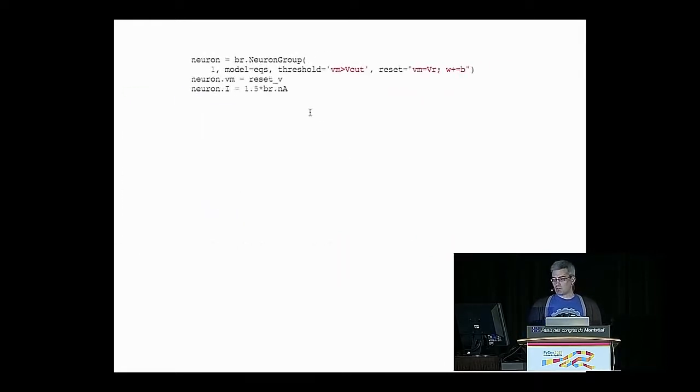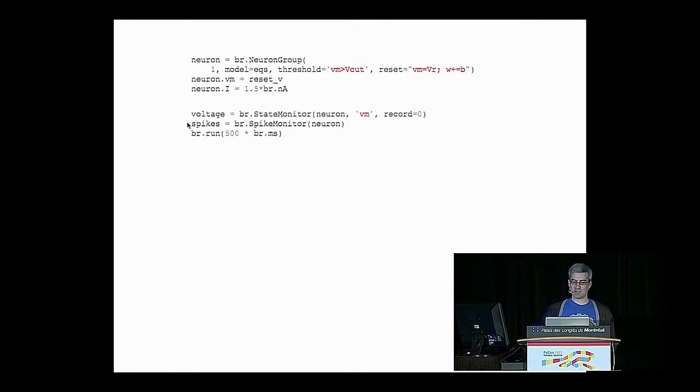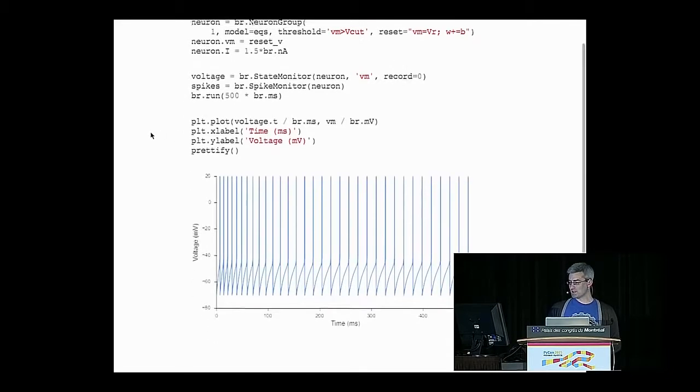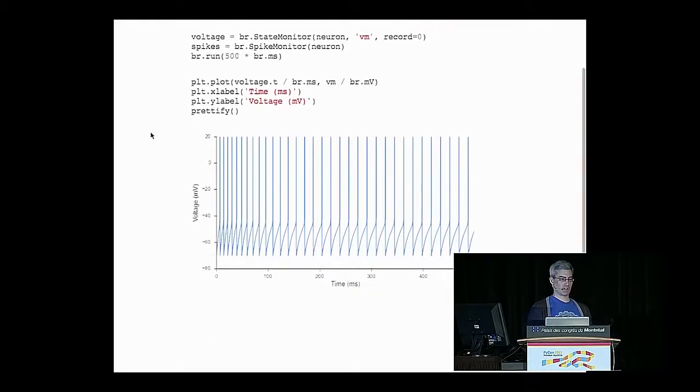So we can create what Brian calls a neuron group with those equations. We're just going to make one neuron in this case. We set its membrane voltage to that reset voltage, inject 1.5 nanoamps of current, and then we monitor the voltage from that cell and the spikes coming out of it, run it for 500 milliseconds, and we get something that looks very similar to what we had in Neuron. So across this 500 millisecond time window, we have a bunch of spikes. It seems to slow spiking after a while. That's interesting, I suppose.